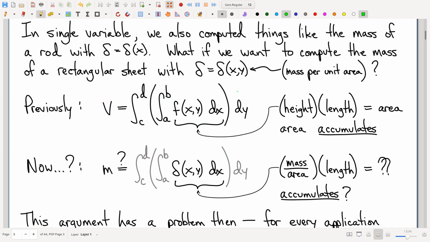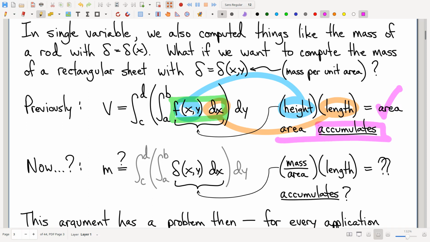Let's look at the successful part. Looking at this expression that we know makes sense, right on the inside here, the very first construction that we start computing is basically height being multiplied by a length, and height times length is a known quantity. It's something called area. We know area. We understand area. We know how area behaves. We know that area has this feature called accumulation.